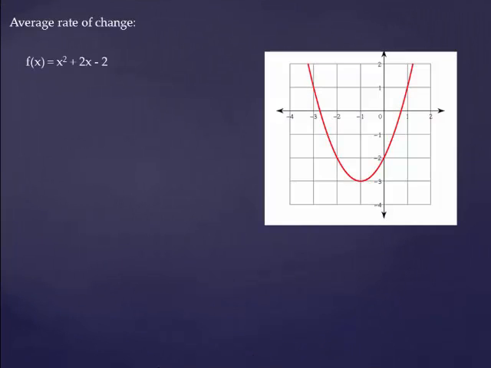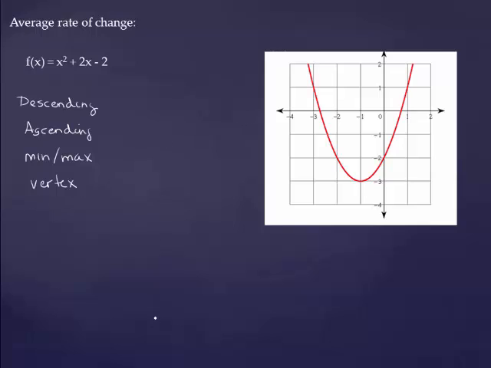Okay, let's talk about the average rate of change in a parabola. Again, we're going to look at the same graphs, sorry, the functions that we've already graphed. Okay, and what we want to talk about is when the graph is descending, when it is ascending, my min or max, my vertex.